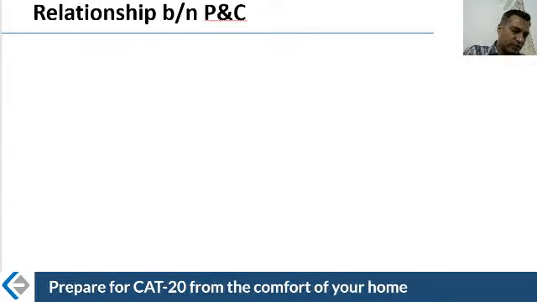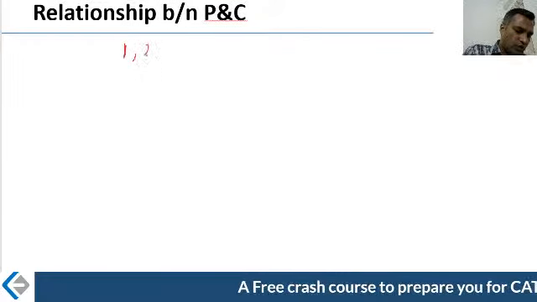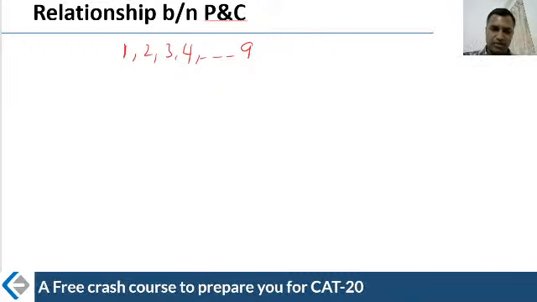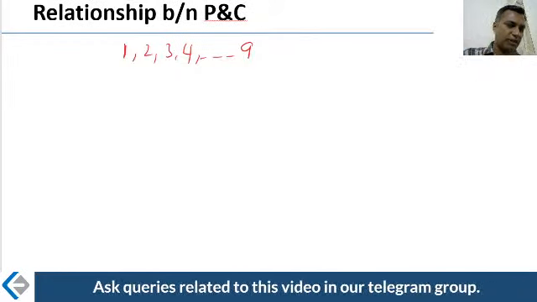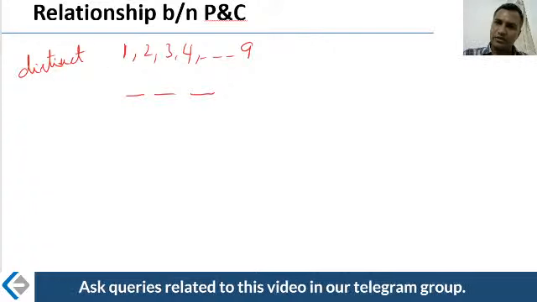Now listen to me carefully. If I have the digits 1 to 9, let's say I have 9 digits here, and I ask how many 3-digit numbers with distinct digits can be formed by using these 9 digits? What is distinct, guys? Distinct.